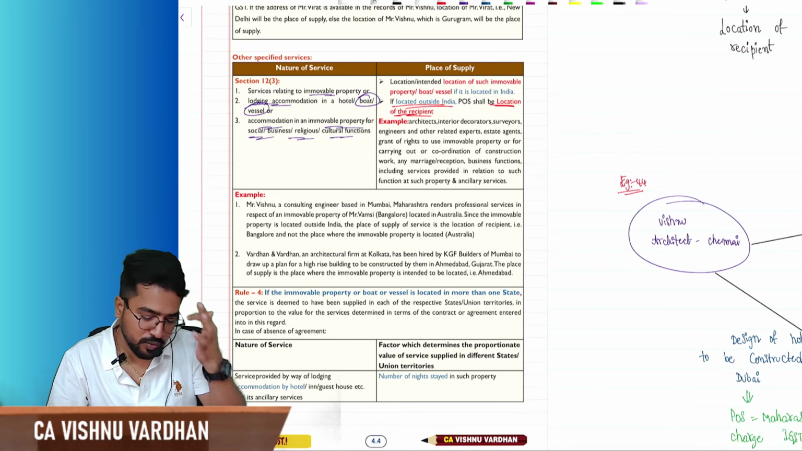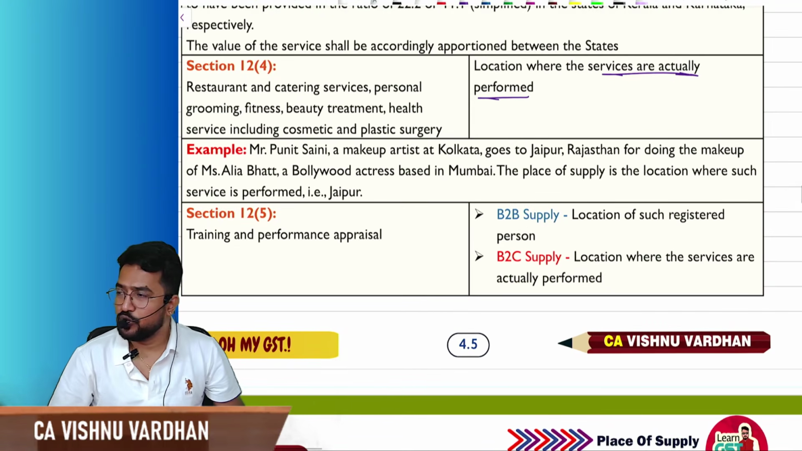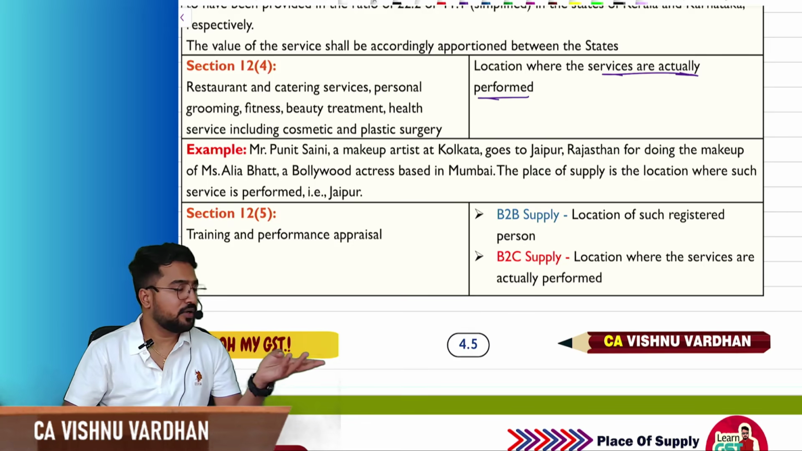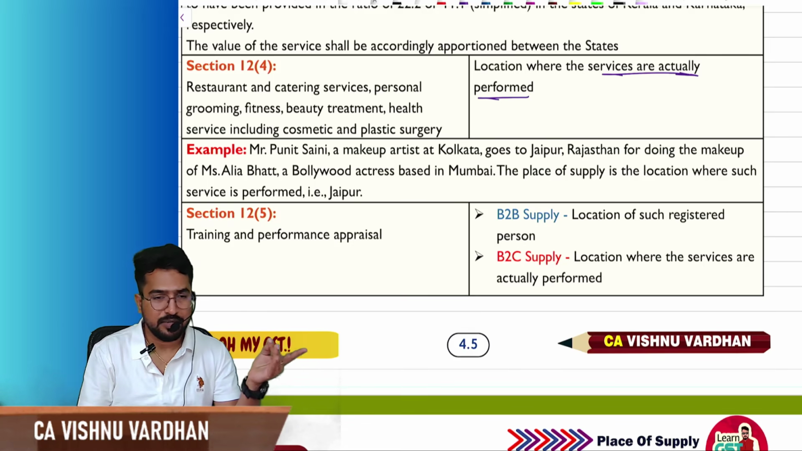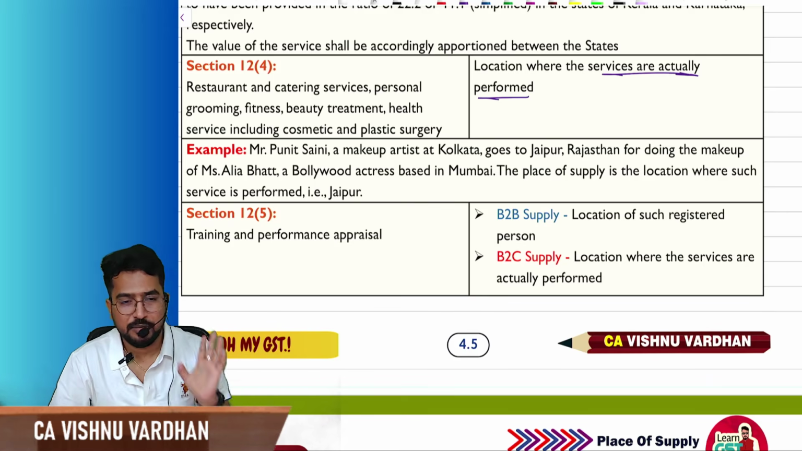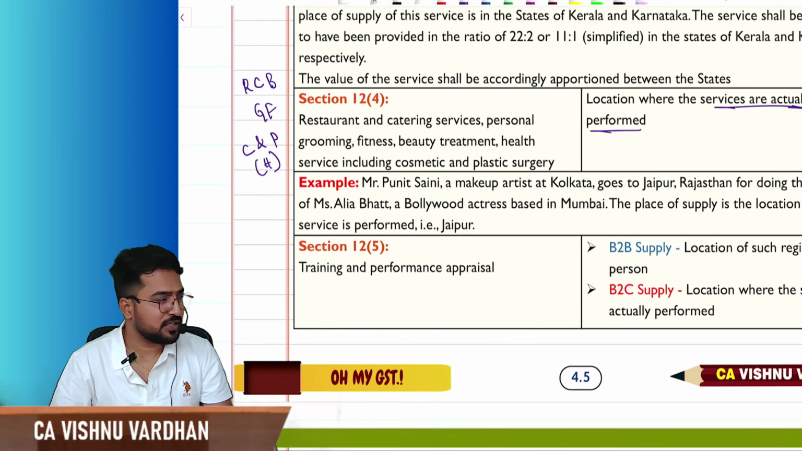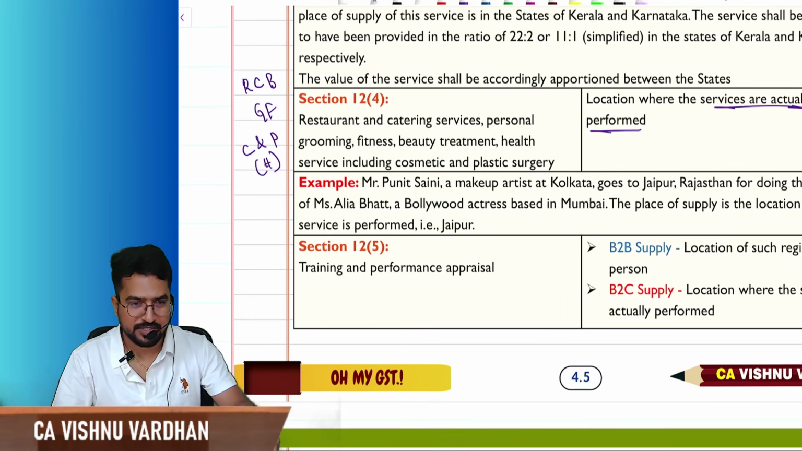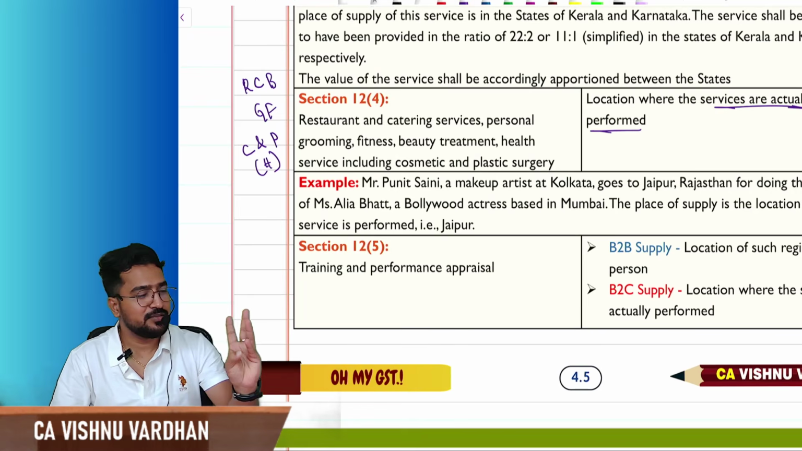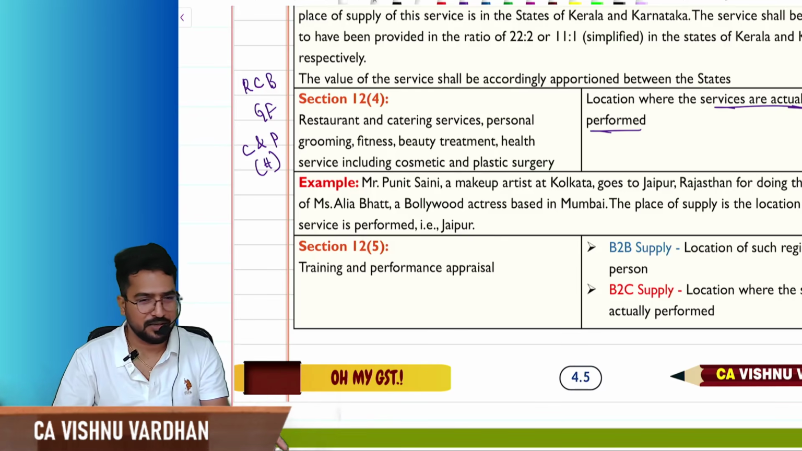Now Section 12 subsection 4. Do you remember this one? Restaurant services, catering services, beauty treatment, cosmetic and plastic surgery services, healthcare services, personal grooming and fitness. You can remember this easily with a code word: RCB girlfriend needs cosmetic and plastic surgery, and they are health services. RCB means R for restaurant, C for catering, B for beauty treatment. Girlfriend, GF: G means grooming, F means fitness. Then cosmetic and plastic surgery, healthcare services.